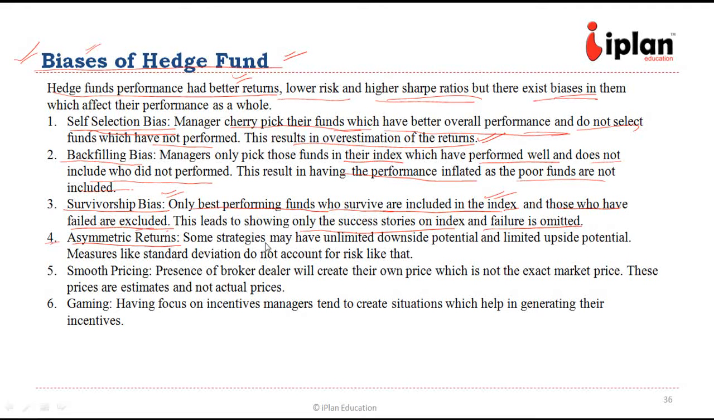Some strategies may have unlimited downside potential and limited upside potential. So the returns are not very symmetric. That will give you a high amount of risk, and measures like standard deviation will not be able to account for this kind of risk. The fifth bias is smooth pricing. This happens due to the presence of broker dealers who create their own price, which may not reflect the true market price. These prices are just estimates and not the actual price.